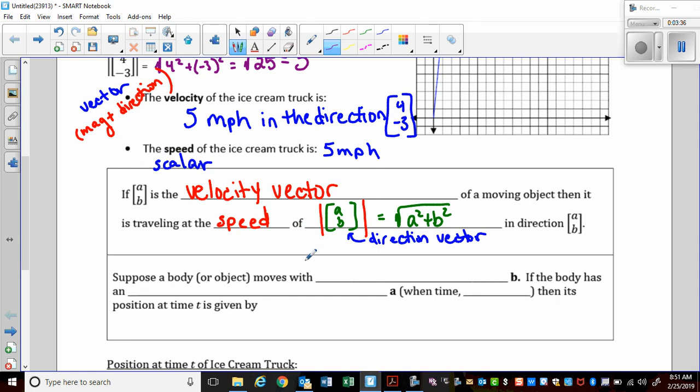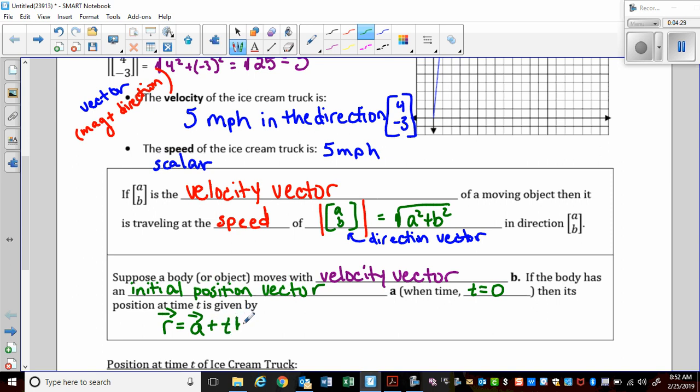It says, suppose a body or object moves with the velocity vector B. If the body has an initial position vector A when time is equal to 0, our initial time, then its position at time t is given by our position vector equals our initial vector plus time times our velocity vector, or directional vector.